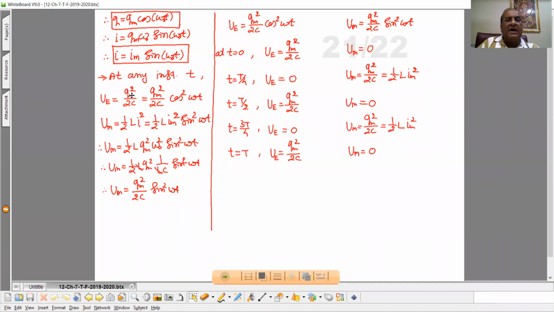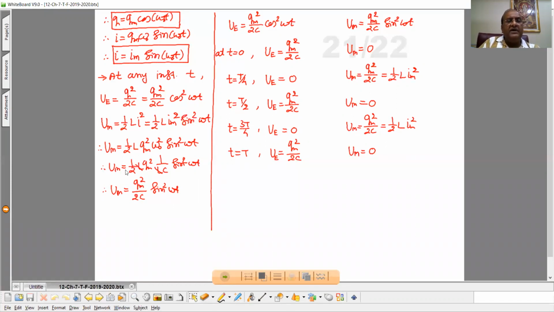Now let's think about the energy. At any instant t, the energy in the form of electric field is q square by 2c, but the charge at any instant is qm cos omega 0 t. So we can write qm square upon 2c cos square omega 0 t. Similarly, at the same instant, the energy in the form of magnetic field is Um equal to half L i square, that is half L, where I is Im sine omega 0 t, so Im square sine square omega 0 t.